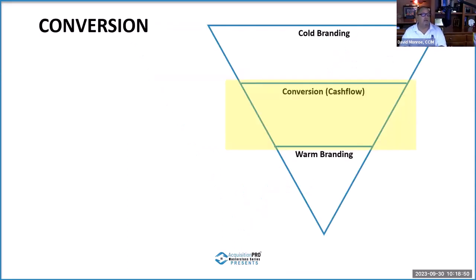All right, so let's start with conversion, because conversion is where the rubber meets the road, and it is where we're going to talk about the investor conversion campaign. So I want to start here because this allows us to be able to do everything else within the triangle.